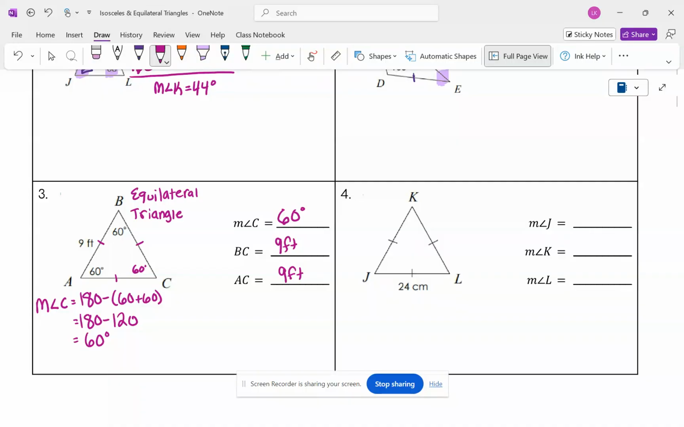All right, in number 4, they tell me that all three sides are congruent by these tick marks, and then it asks me for the measure of each angle. Well, it's equiangular, which means each of the angles is 60 degrees. Because it's 180 divided by 3, which is 60.